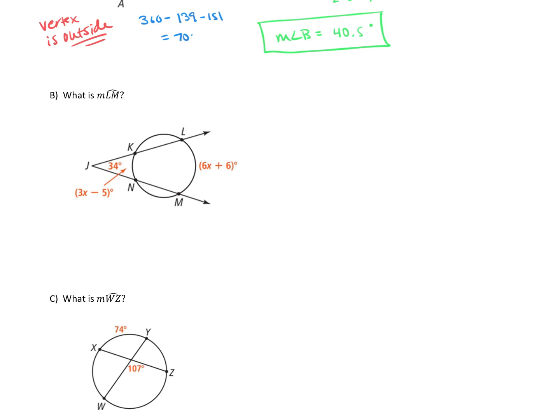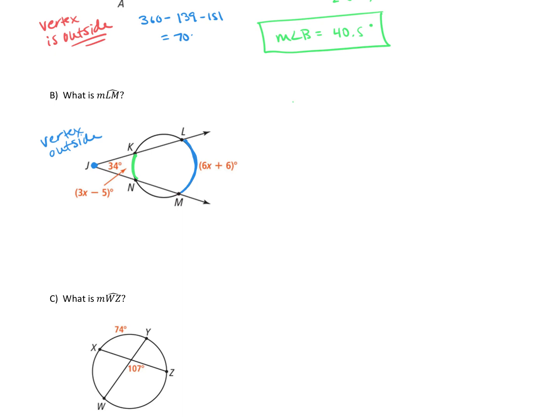And then we want to find the angle that's associated with arc LM. So if we look at our picture, we can see here's arc LM. That's an intercepted arc. If we follow it to where the angle is, that's coming from angle J. So angle J, the vertex is outside the circle. When the vertex is outside, the angle measure is equal to half the difference of the arcs. So the other arc that's intercepted from this angle is arc KN.